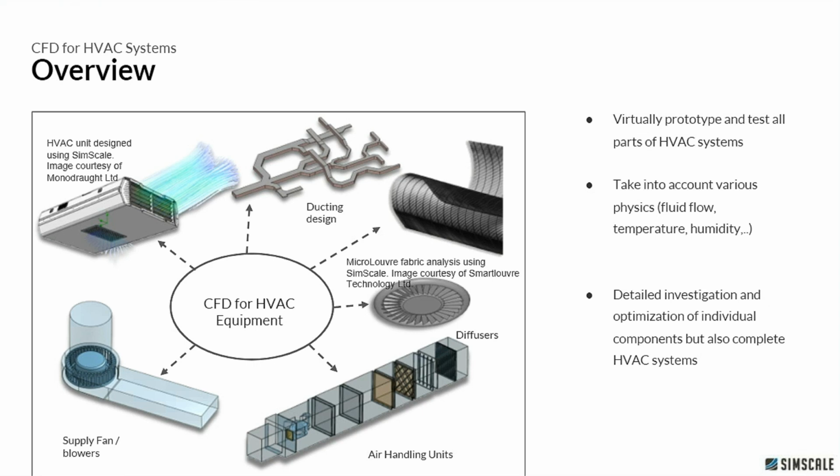One example is on the top left, an HVAC unit designed by one of our customers, Monodraft. They designed and developed a net zero hybrid ventilation system called the HVR0. It provides a natural ventilation hybrid, mixing ventilation and low energy mechanical heat recovery in one compact unit. With SimScale, they could optimize the air paths within the unit to increase the ventilation flow rates and reduce the fan power consumption by 50%.